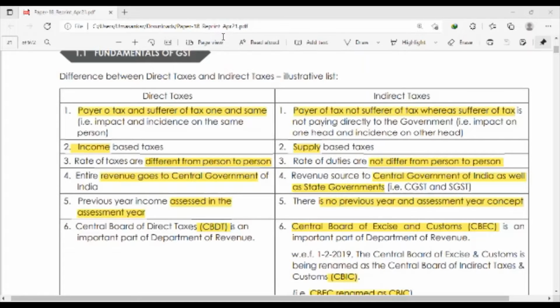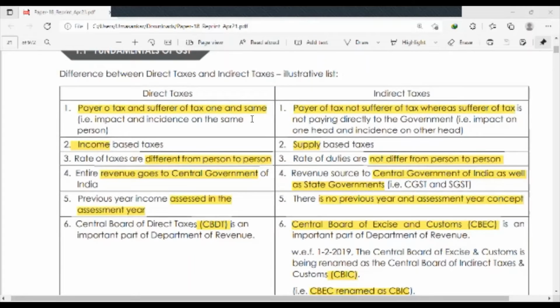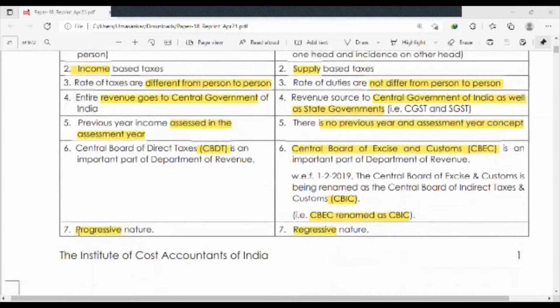Here the previous year's income is assessed in the current year, and under indirect tax there is no such previous year assessment. It's based fully on supply. When you supply, you need to pay the tax. Here the governing body is the CBDT, Central Board of Direct Taxes. Under indirect taxes, the governing body was earlier the CBEC, Central Board of Excise and Customs, but right now it is CBIC, Central Board of Indirect Taxes and Customs. Okay, so here is the summary of the difference between direct tax and indirect tax. One more point is that direct tax is progressive in nature and indirect tax is regressive in nature.